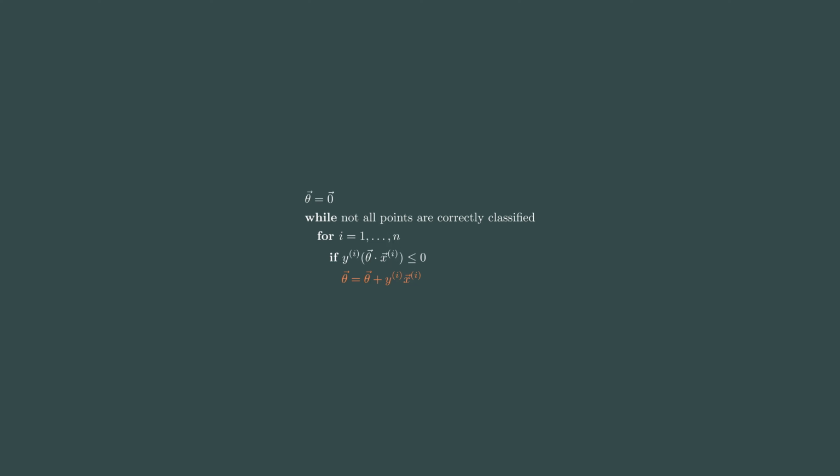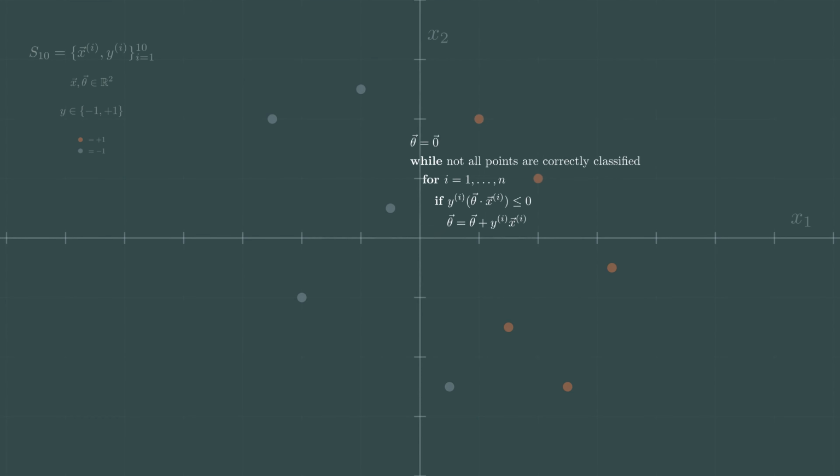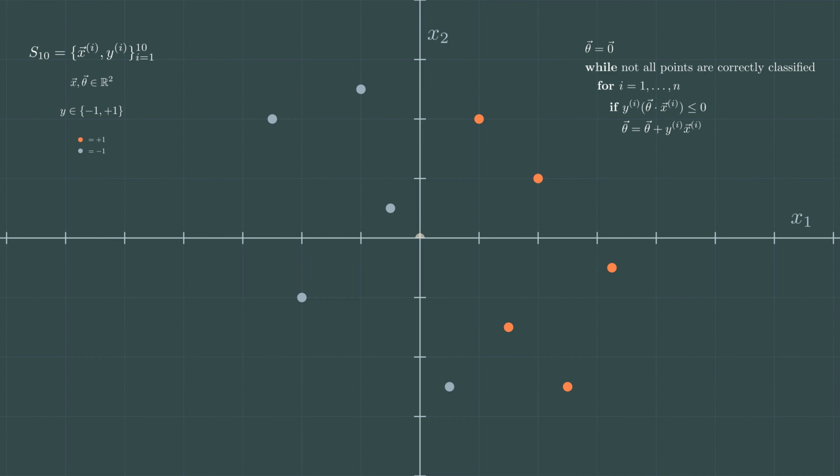But I think it's best to understand it through a visualization. We'll start by making this point in the center of our plane. This is just where we initialize our theta vector to be the 0 vector. We then check whether all of our points are correctly classified, and, well, none of them are. When you think about it, that if statement is basically checking this, where the dot product in there is always going to be 0, and 0 is less than or equal to 0.